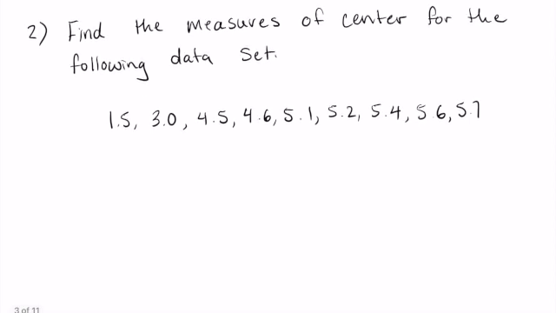I want to find the measures of center for the following data set. And so this time, again, I want to make sure that my numbers are ordered from least to greatest, and they are. So what I'm going to do is find my mean, and I'm going to take all of my numbers, so 1.5 plus 3.0 plus 4.5, and we're just going to add them all up again.